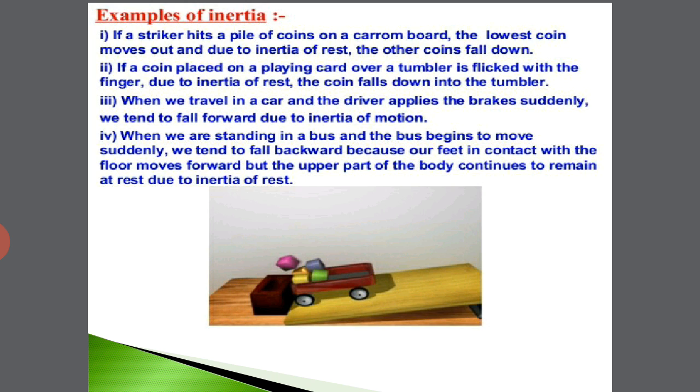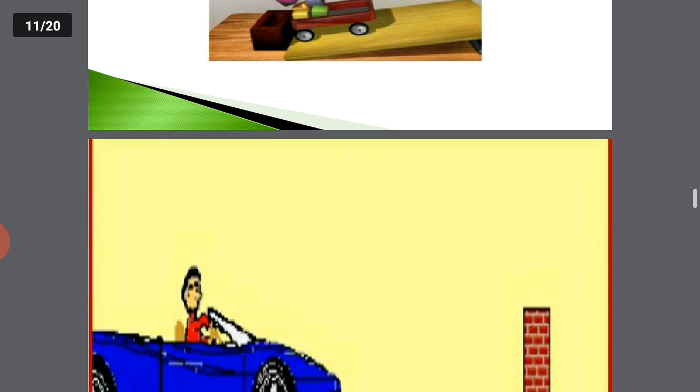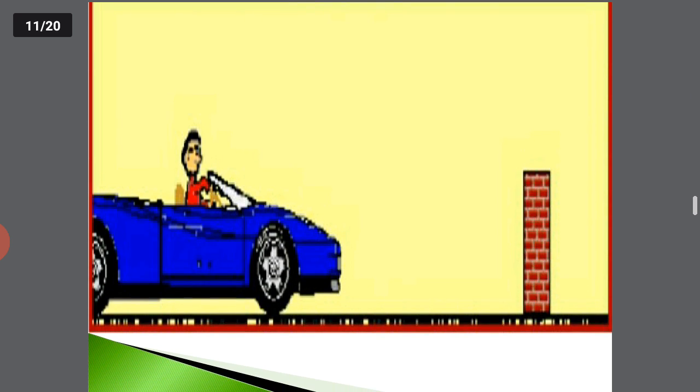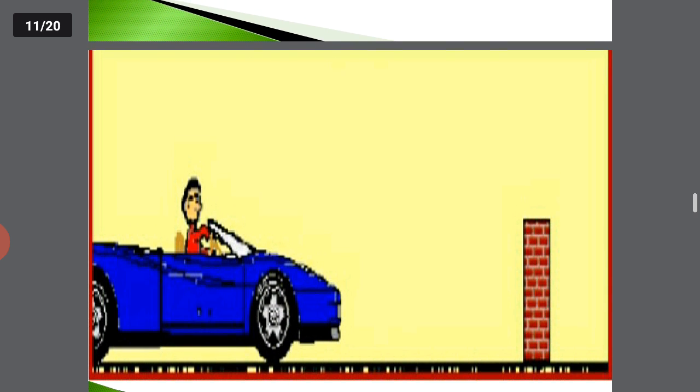The toy car will not move in the forward direction until or unless some external force is applied on it. You can see in the next picture also, the toy car will not stop by itself until or unless some external agency comes in contact with it to stop it. You can see in the last one also.